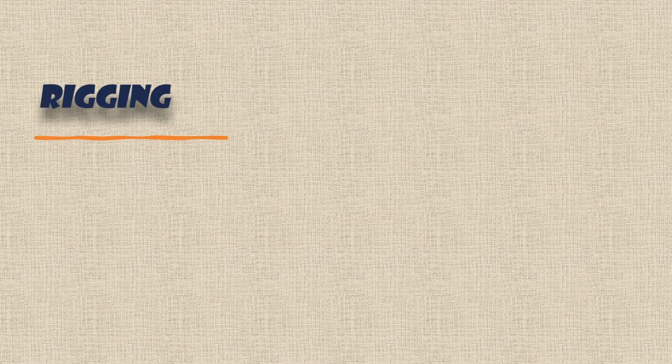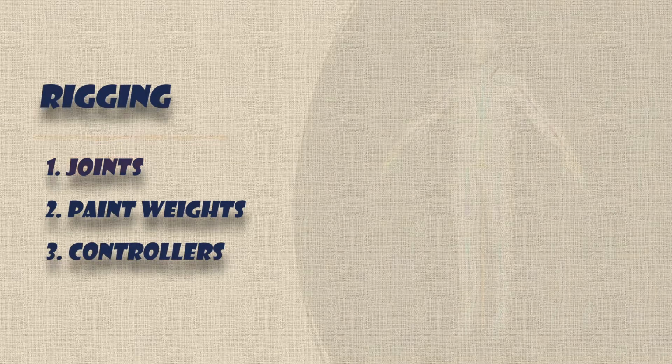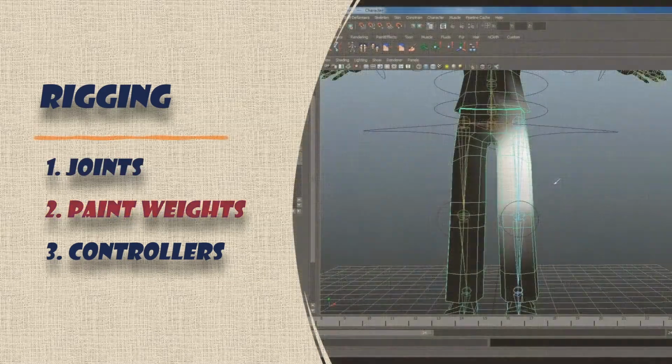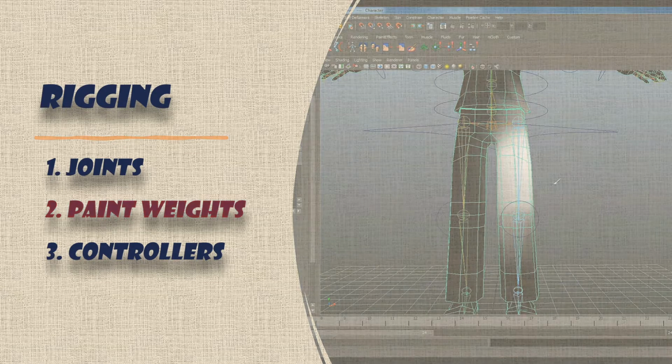Rigging at its most basic form consists of three things: 1. Joints, 2. Paint weights, and 3. Controllers. Joints function in a similar way to those found in the human body. Weighting is the process of painting in the amount of influence a joint has on any given vertex on a model. The weights tell the joints which vertices in a mesh to control and which not to.